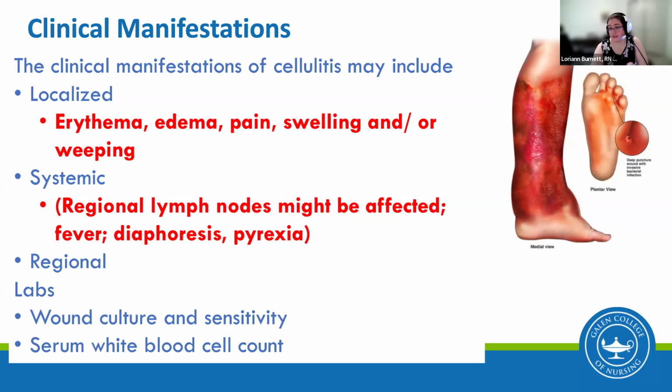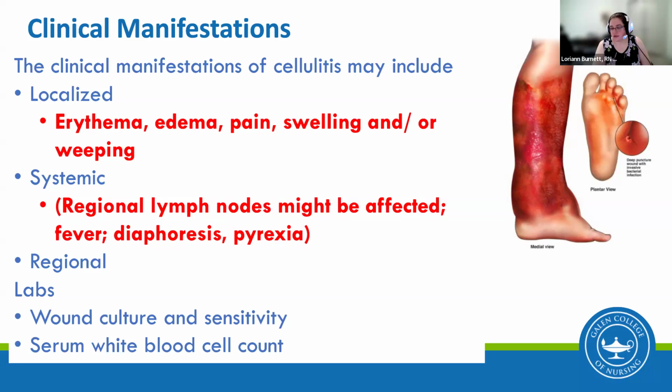Systemic, this is our sepsis. This is going to be the entire body. So we went from the foot and now we're having those systemic symptoms, that infection. We're going to have the lymph nodes start affecting, fever, diaphoresis, and pyrexia. And you might be like, well, what is pyrexia? Fancy medical term for fever.